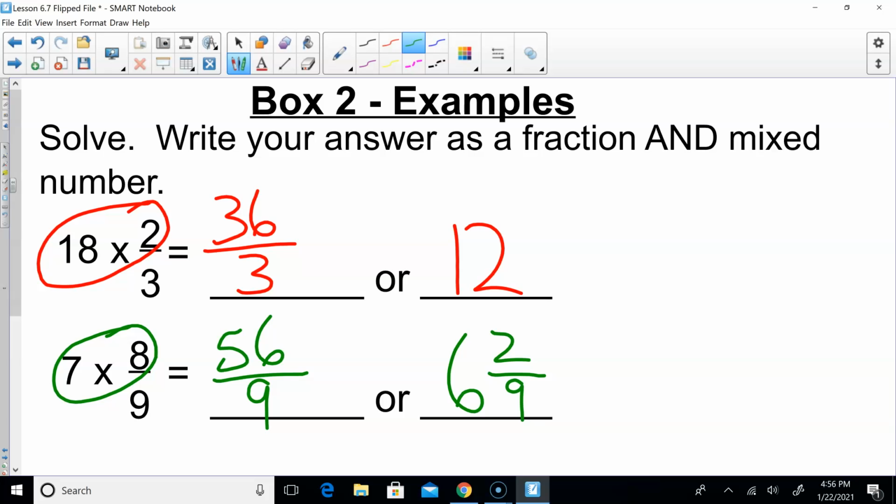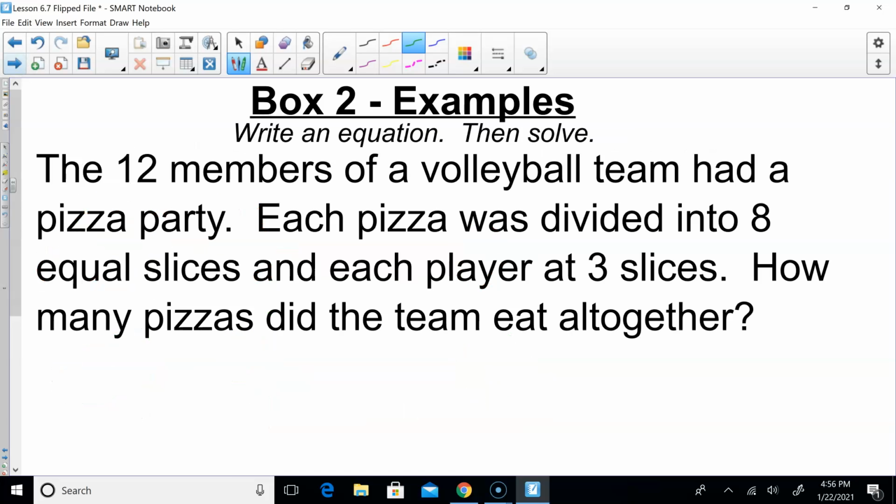You can pause the video and write that information down to help you out with the problems that you'll be coming up on shortly. And write an equation and then solve.